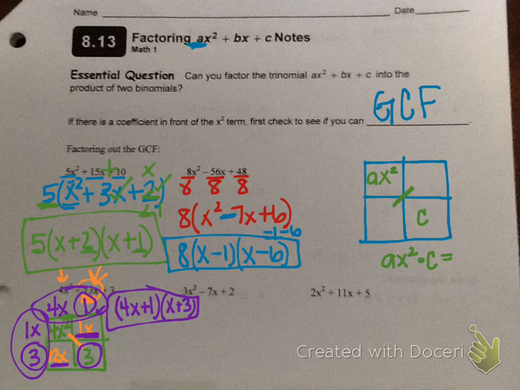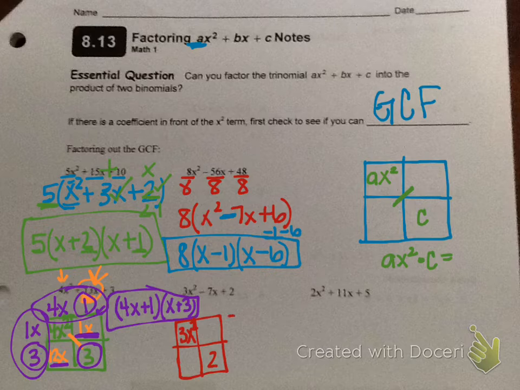Alright, so we're going to try this again using the box method. On this next one, we have 3x squared and 2. And so I know I have something plus something has to equal negative 7x. I got that from right here. And then something times something has to equal 3x squared times 2 is 6x squared.